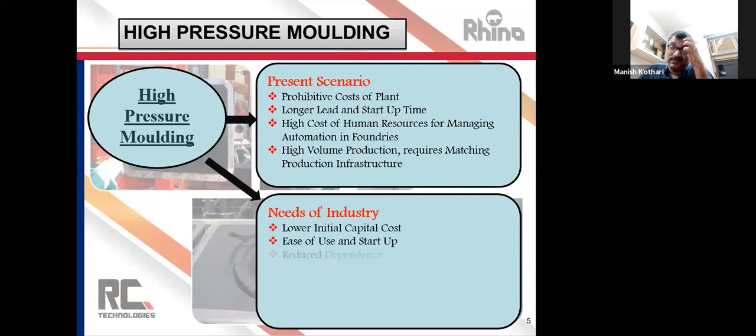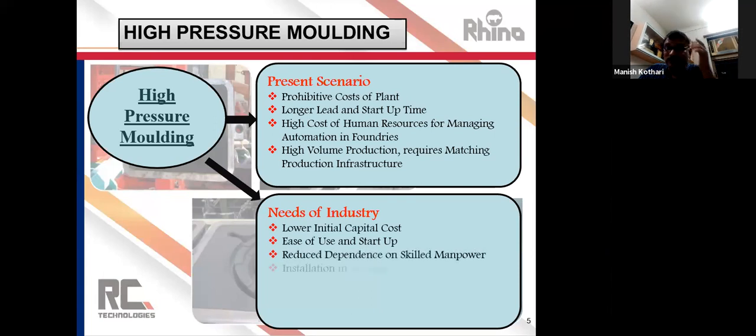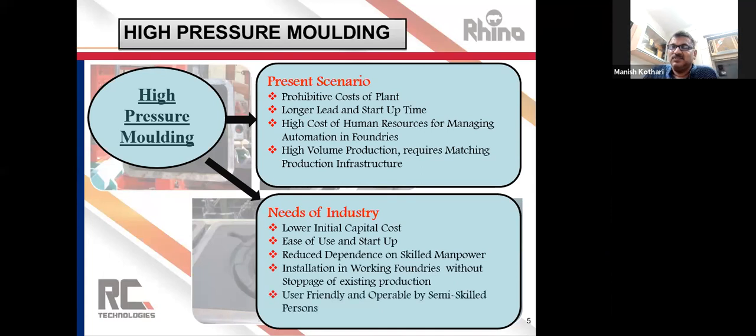And as an industry, the questions which came up, and what I could gather of what the industry needs. Maybe after this initial presentation, we'll see whether we are able to cover all those areas or not. A lower capital cost, making the startup easier, lesser dependence on skilled manpower, not disturbing the existing production and still starting the plant, and making it more user friendly and operable.